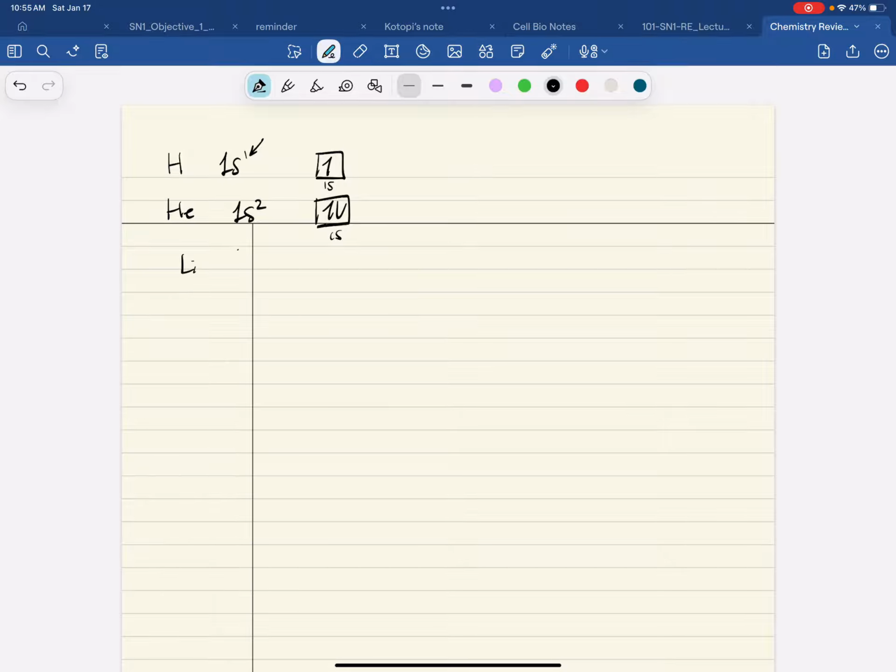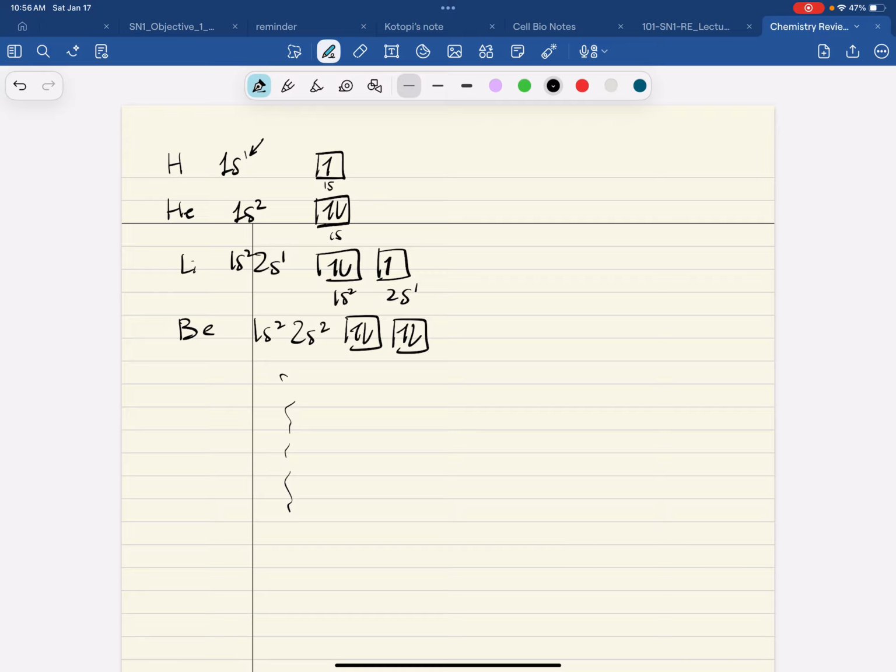In lithium, there is a 1s2 and 2s1, meaning that there is a full 1s orbital and a 2s, but there's only 1 electron in there for lithium. And beryllium, we have 1s2, 2s2, so this is a 1s that's full, and a 2s that's also full. And you just keep on going like that. Let's say I give carbon, C. It's going to be 1s2, 2s2, 2p2.